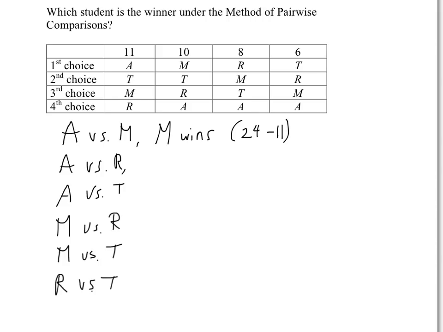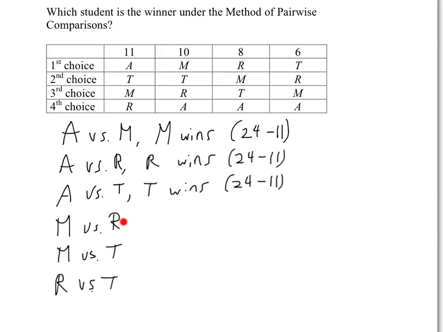Next, Ashley versus Rachel. It'll be a similar sort of thing. 11 ballots on which Ashley is ahead of Rachel, but on the remaining 24 ballots, Rachel is ahead of Ashley. So again, Rachel wins by a score of 24 to 11, and it'll be exactly the same thing when we consider Ashley versus Tom. Tom wins by a score of 24 to 11. It's the same 11 ballots that have Ashley higher than Tom, but all the rest of the ballots have Tom higher than Ashley.